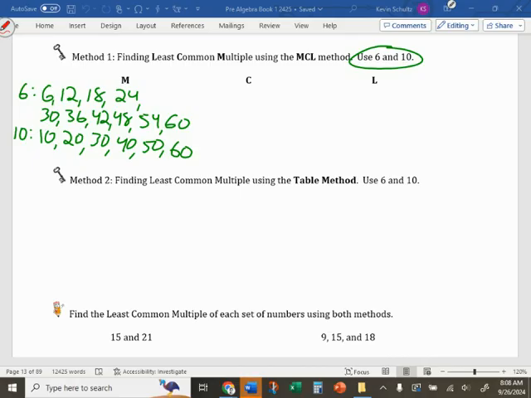30, 30 does, and 60. And the 60 does. Okay? So our common multiples, the ones that show up in both lists, are 30 and 60. If we continued the lists, would there be more? Yeah. What would the next common multiple be?